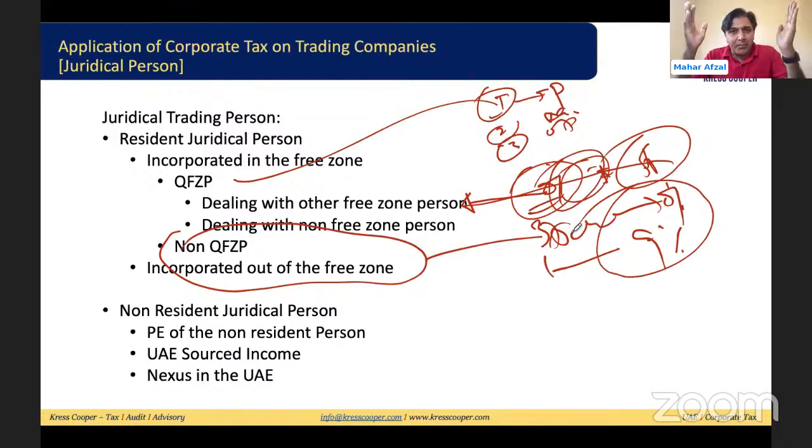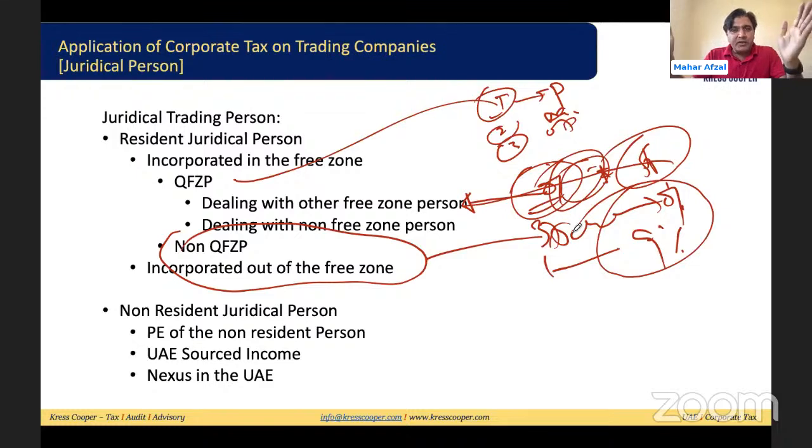Now the company has a branch within the UAE. Once the company has a branch within the UAE, it will be considered a permanent establishment of the non-resident person. Now, for the permanent establishment of the non-resident person, the law is very clear. The law says income attributable to the PE of the non-resident person will be subject to tax within the UAE. So there is a possibility that this PE is on the mainland, or this PE is within the free zone.